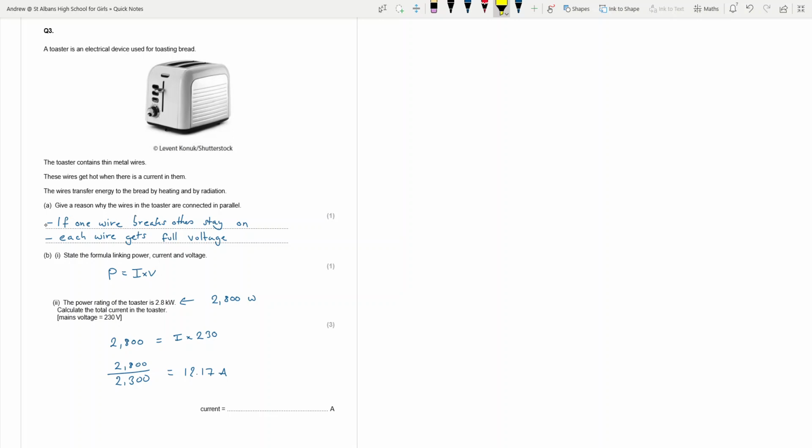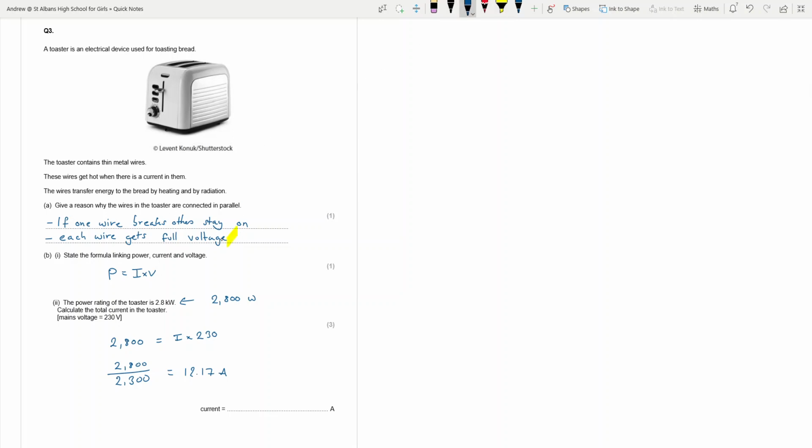So the most obvious answer, the one I thought of instantly, is this quite classic idea. The advantage of putting anything in parallel is that if one of the wires breaks, the others stay on. It's the big advantage of a parallel circuit. And this does get the mark. However, the first answer they've got in the spec is that each wire will get higher voltage, or each wire, if you put them in parallel, you can draw a bigger current.